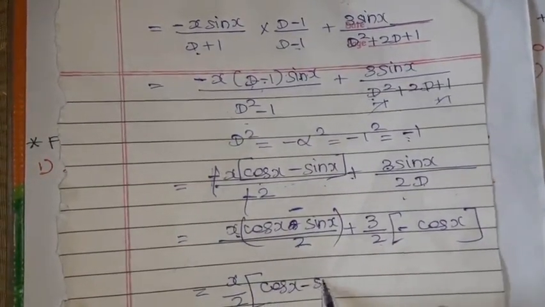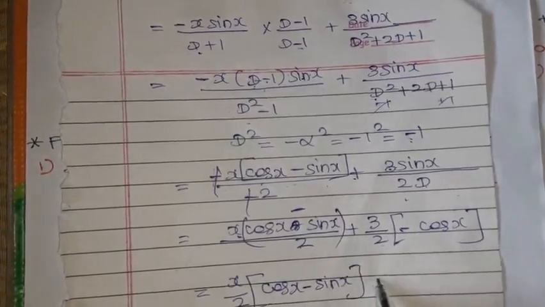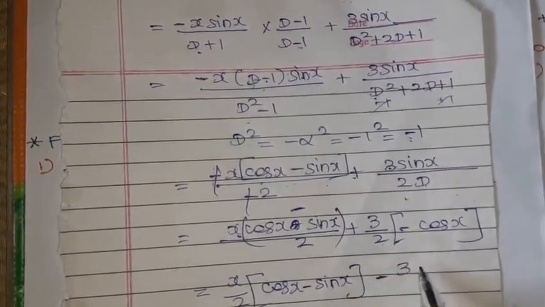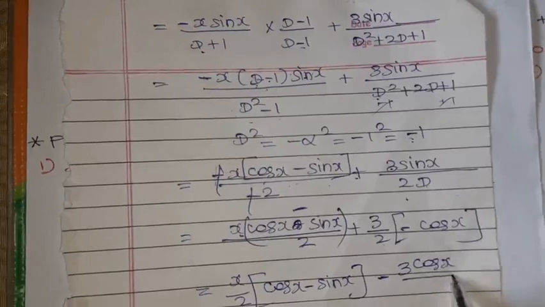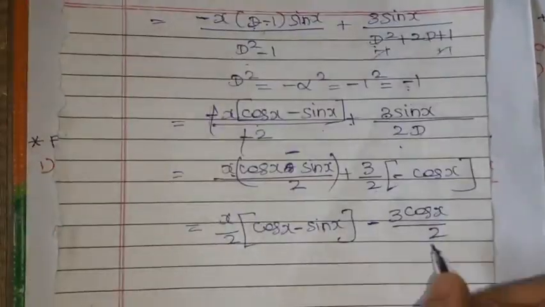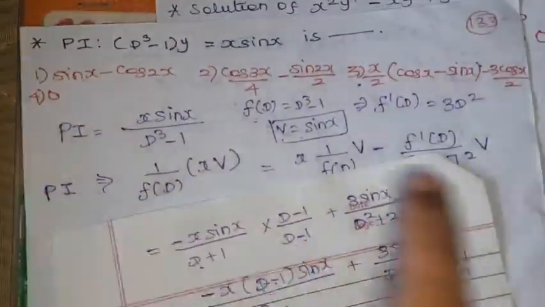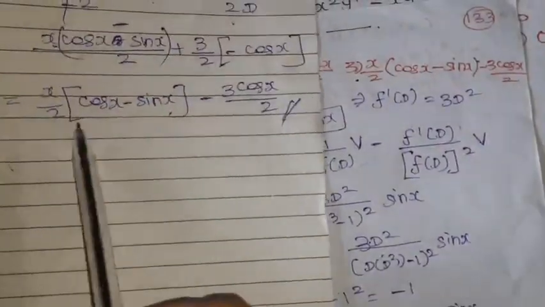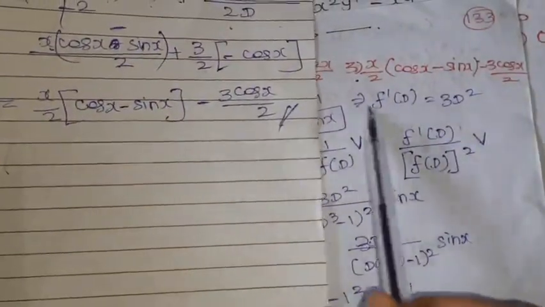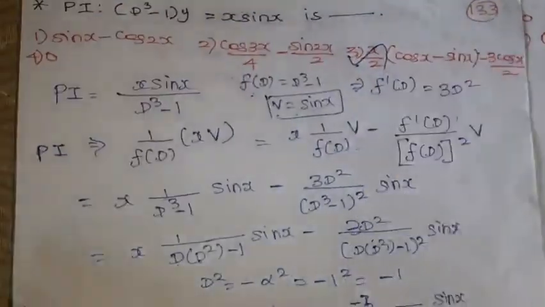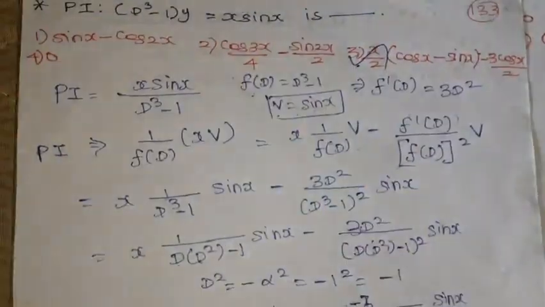So, x by 2 into cos x minus sin x, minus 3 cos x by 2. So, this is the particular integral for the given problem. Okay, so option 3 is the right option. See, x by 2 cos x minus sin x minus 3 cos x by 2. Option 3 is the right option for this problem. Okay, we'll move on to the next problem.